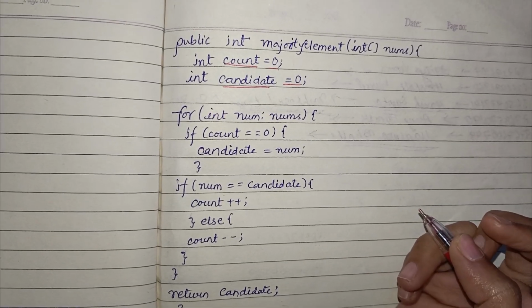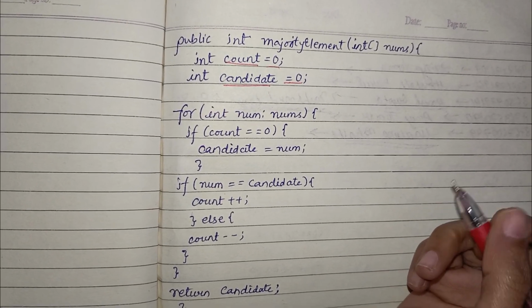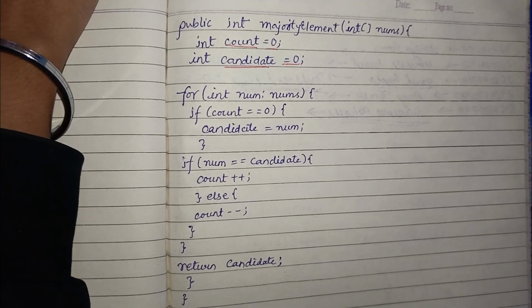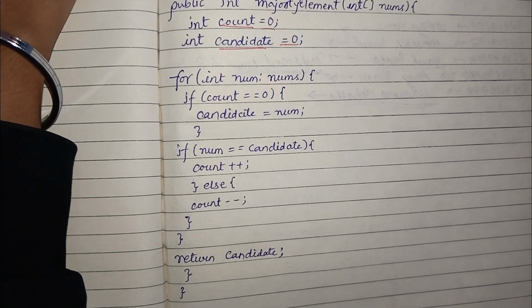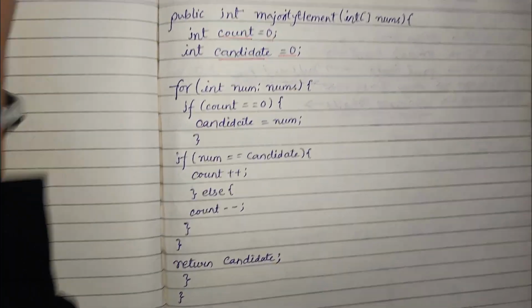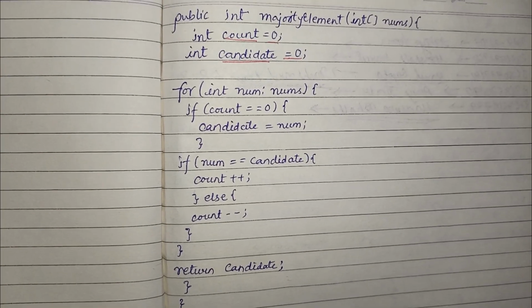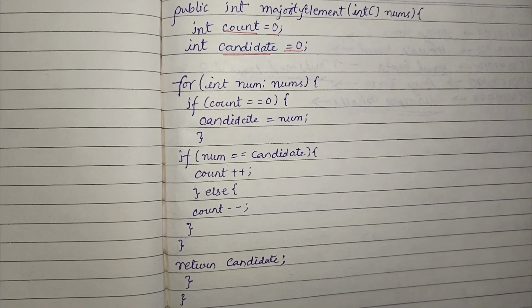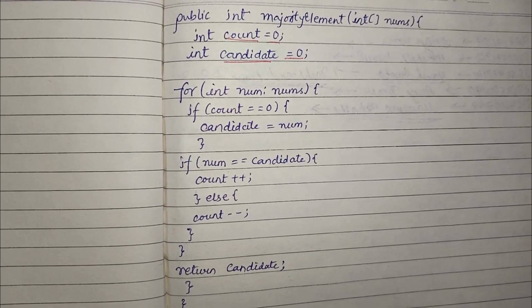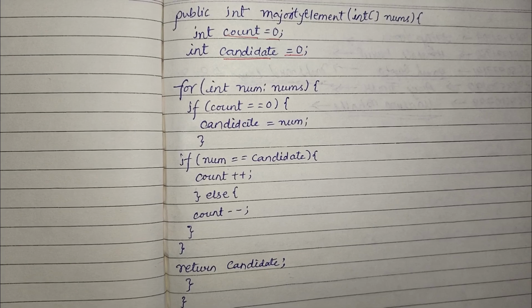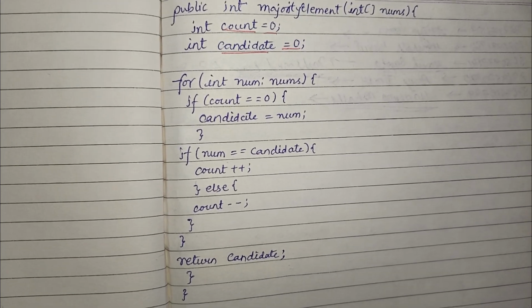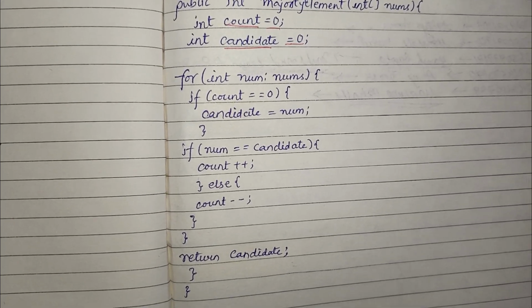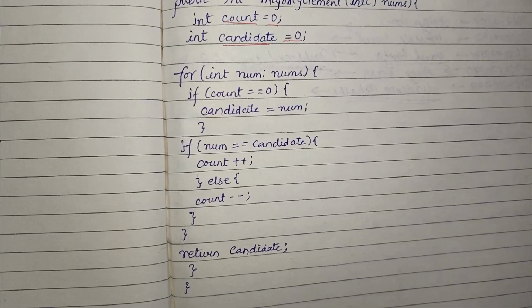If the current element is equal to the candidate, we increment the count. If the element is different, we decrement the count. This process cancels out different elements. Since the majority element appears more than all other elements combined, it survives till the end. At the end of the traversal, the candidate is the majority element.